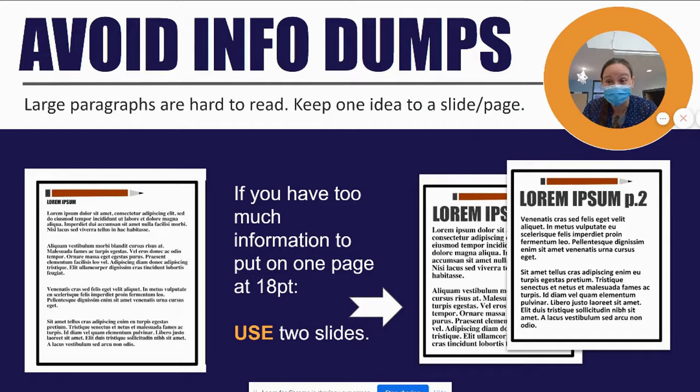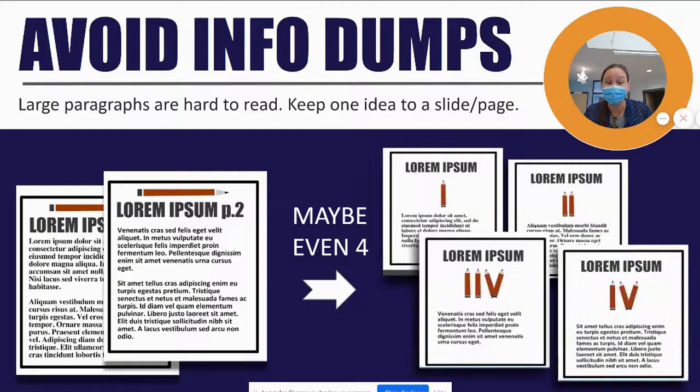Okay. Avoid info dumps. Large paragraphs are hard to read. So keep one idea to a slide or one idea to a page. If you have a giant 4-paragraph page for the kids to read when you're talking, it's too much information. Don't go below 18 point now. Use 2 slides. Just break it up. And if 2 is still busy, use 4. Then you have white space and you can add illustrations, and we love the illustrations.